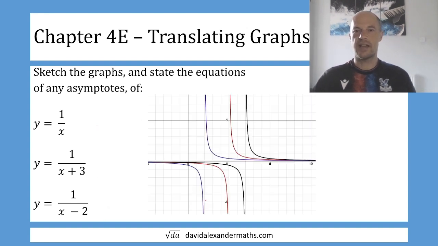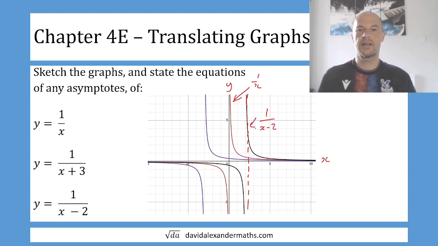Desmos might illustrate that a bit better here. So the red one here, this is our 1 over x, because the y-axis is the asymptote, as is the x-axis, of course. Now we can see the vertical asymptote for the black one is 2 to the right, so therefore that will have to be 1 over x, not plus 2 but minus 2. So that's the black one.